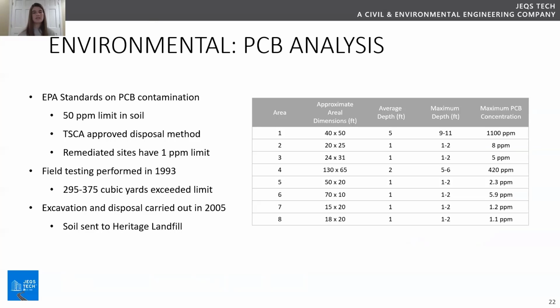I primarily looked at the presence of PCBs on site because it was a former power plant and PCBs were used in the transformer oil for the power plant. So I wanted to make sure the soil meets EPA standards on PCB contamination, and that's a limit of 50 parts per million. Anything that exceeds 50 parts per million needs to be either incinerated or sent to a landfill that's Toxic Substances Control Act approved. And once a site undergoes remediation, it can only have a 1 part per million limit.